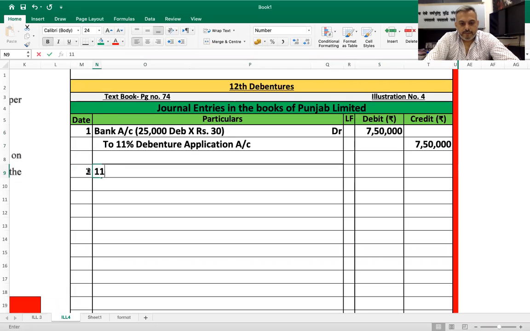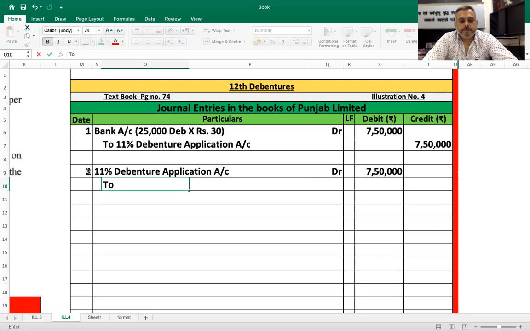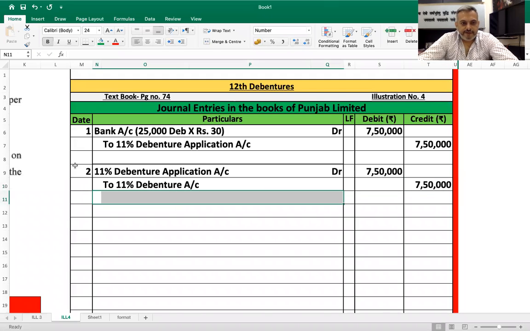Second, 11% debenture application account debit to 11% debenture account, 7,50,000.